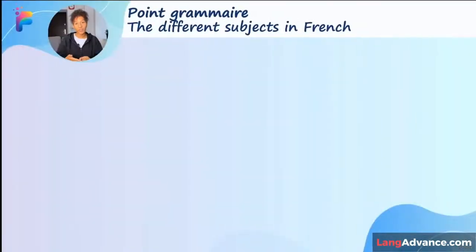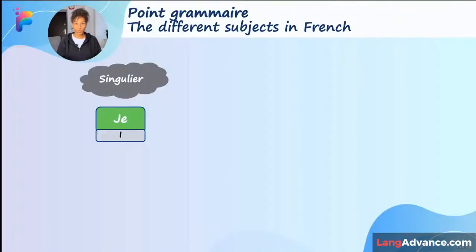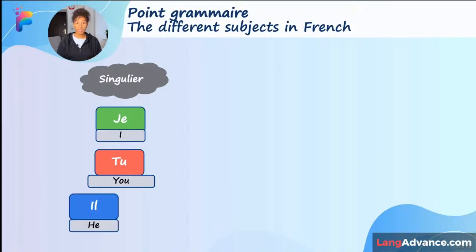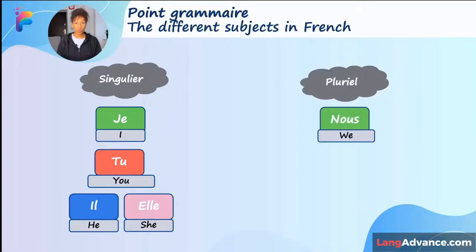Let's have a look at the different subject pronouns. We'll start with the singular and then we'll go with the plural. The first one is je, which is I, je. Then we have tu, which is you, il, he, elle, she. Now plural. Nous, which is we. Vous. This one is the you, and you use it with one person when you want to keep your distance and show some respect, or you can use it with a group of people.